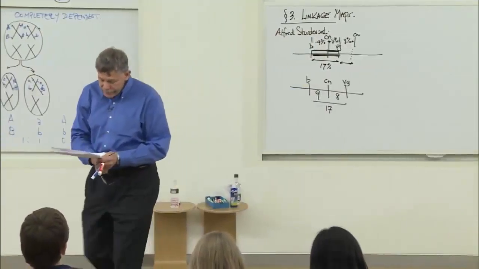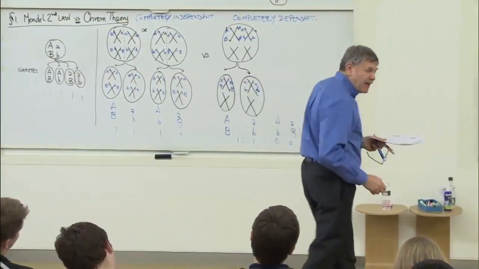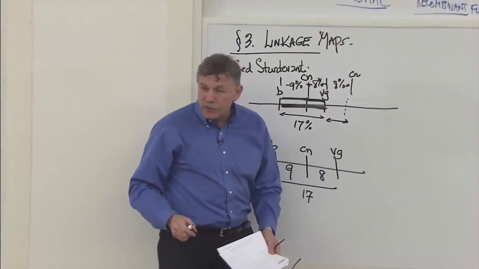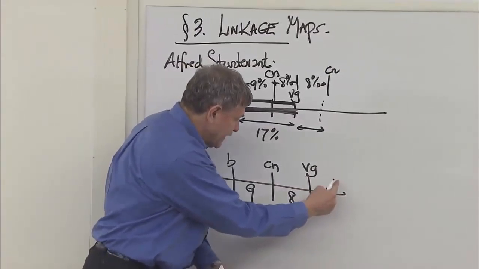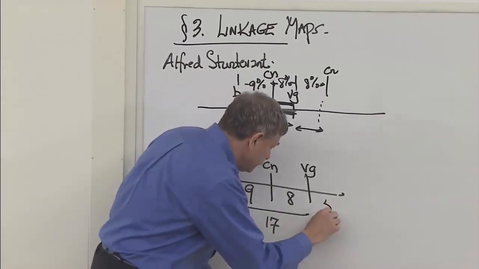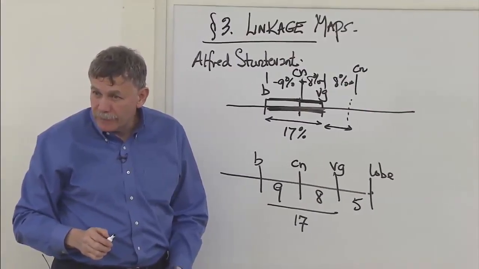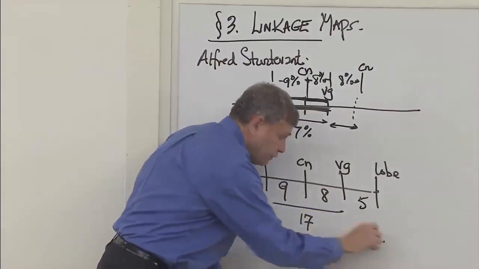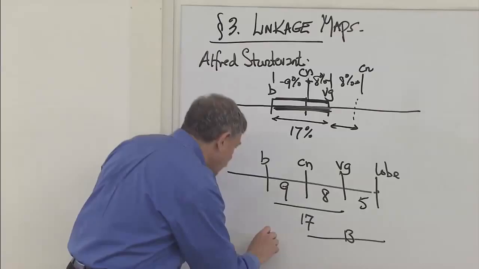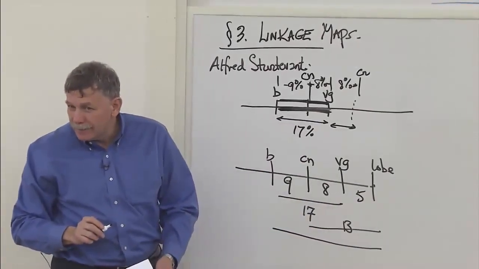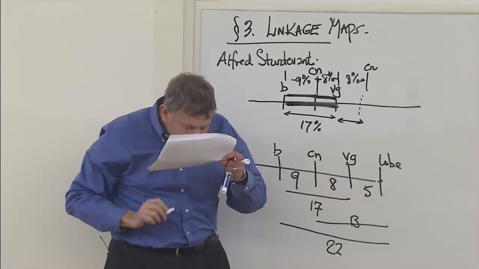Now he goes further. He gets another cross. There's a mutant called lobe. Lobe has 5% recombination away from vestigial. Where do you want to stick it? One side or the other. If it's over here at 5%, the lobe mutant, give me a testable prediction. Cinnabar to lobe will be how much? 13. It is. How far will it be for black to lobe? How much? 22. It is.